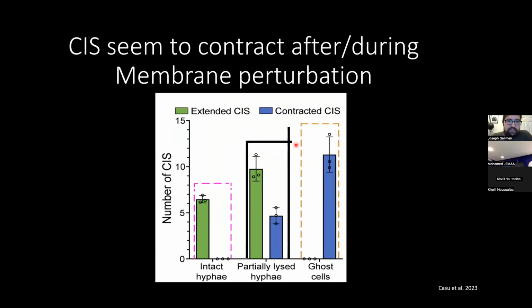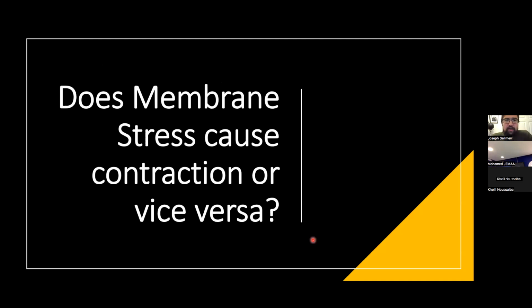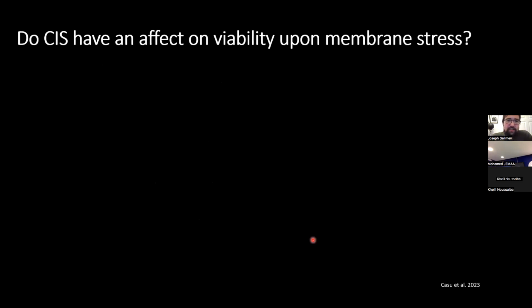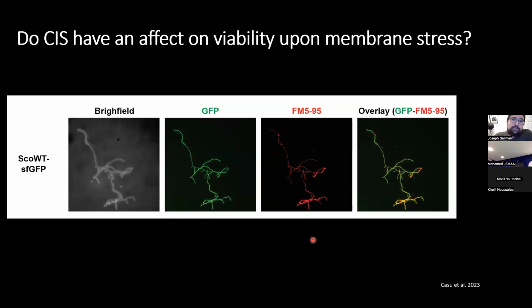So the question is, if you have only intact cysts in intact hyphae and you have only contracted cysts in dead hyphae, do they cause this, or are they like this because of that? So we tested membrane stress by using a confocal approach.